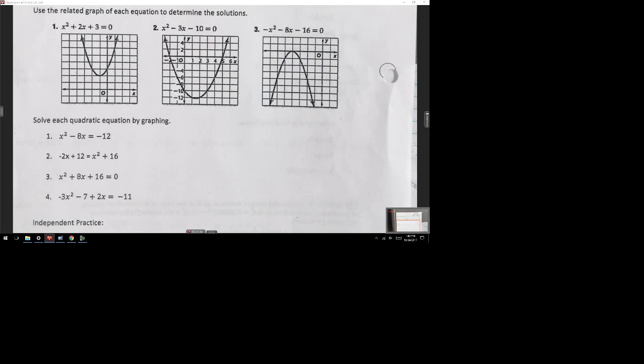All right, and number 3, last one. One real solution. Very good, very good.